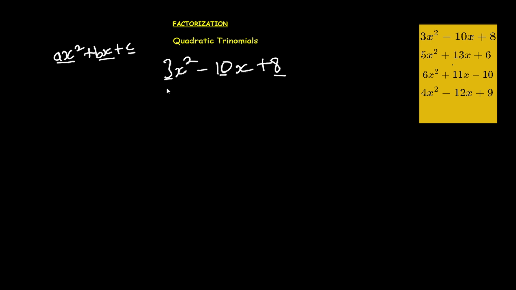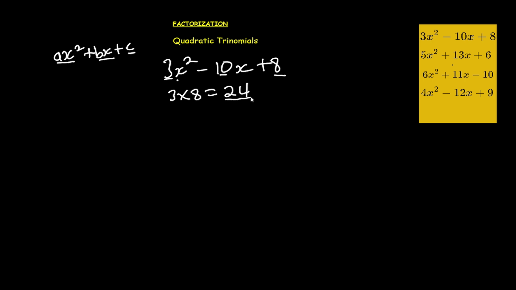Now the first thing we have to do is multiply the coefficient of the x squared by the constant. What that means is that you multiply the number in front of the x squared, which is 3, by the constant, which is 8. So 3 times 8 is going to give us 24.